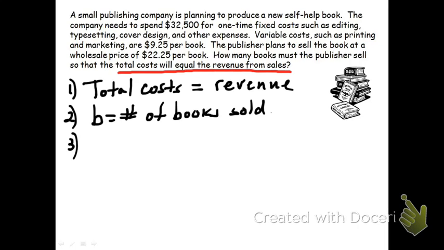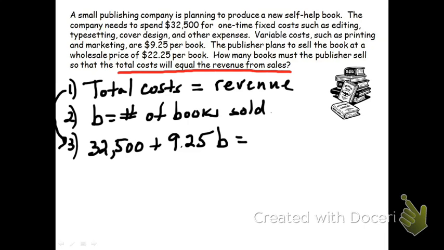Okay, so my third step now, I'm going to use total cost equals revenue as my equation. So the total cost: we had a fixed cost of $32,500, so that was a one-time cost. Plus then, they're figuring about $9.25 for each book for all the marketing and the other stuff that goes into it. So 9.25 times the number of books, so times B, equals now my revenue. Well, I'm going to sell each book for $22.25. So I've got 22.25B for my total revenue.